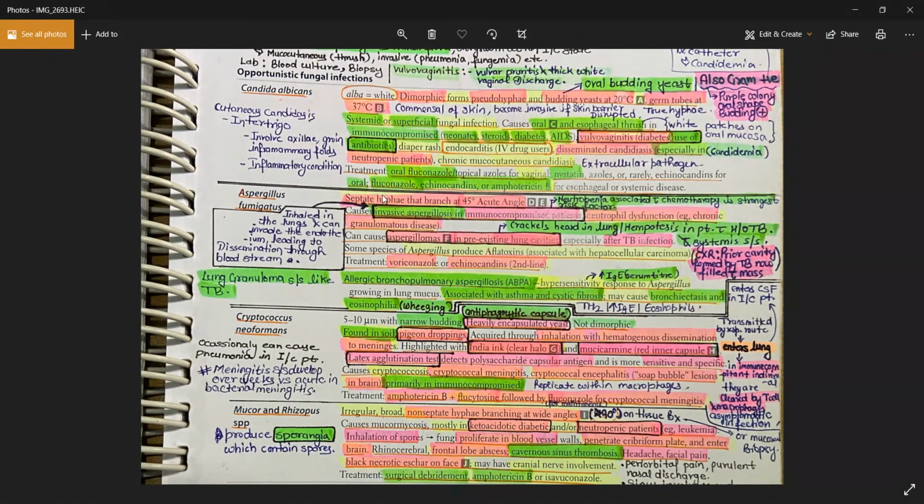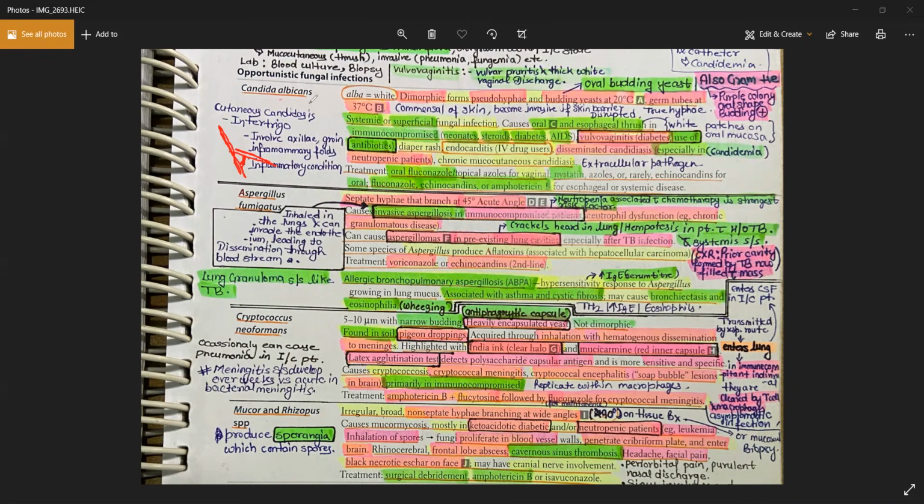In case of Aspergillus fumigatus, you have septate hyphae, and that hyphae generally branch at a 45-degree acute angle, which, let me show you, is at the branching points. This is the hyphae or the mold of the Aspergillus fumigatus, and they branch at this 45-degree angle. So this angle is a 45-degree acute angle. Very important.